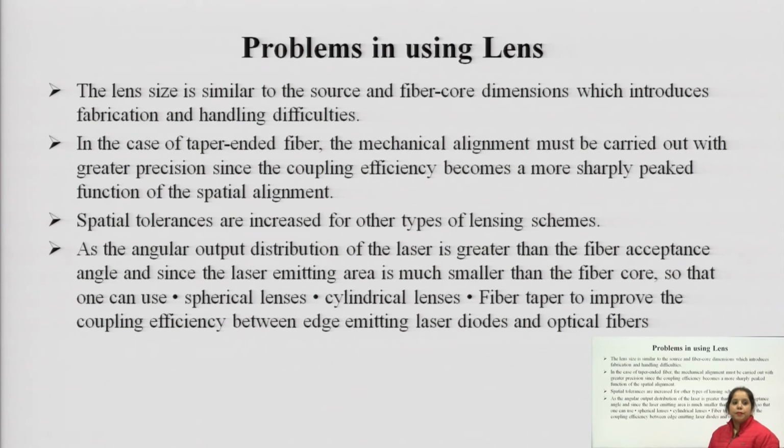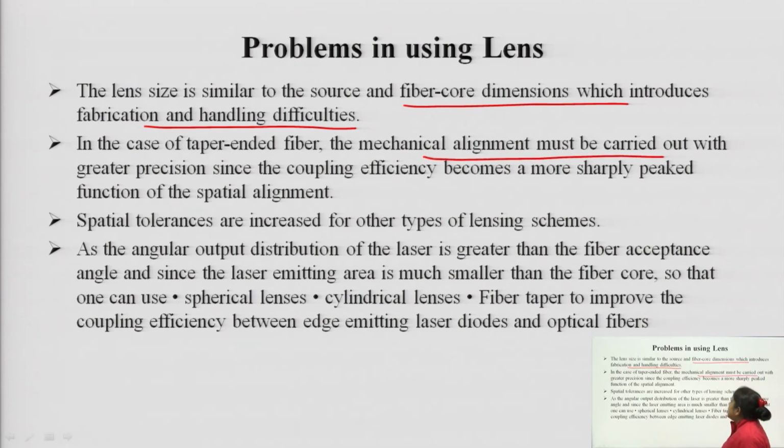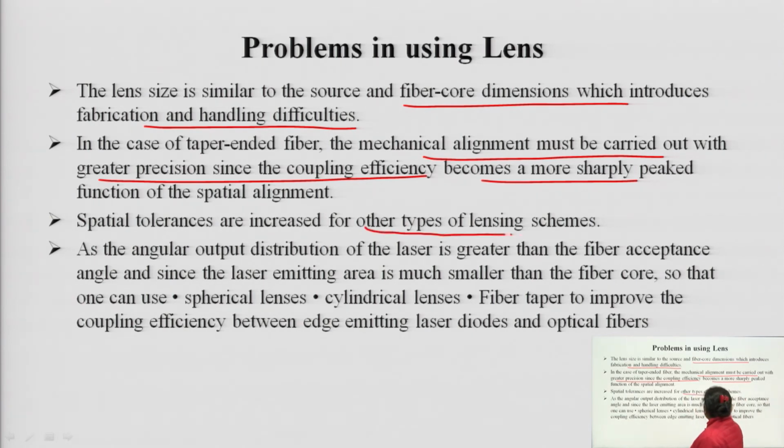There also exist some problems in lenses when the lens size is similar to the source and fiber core dimension, which introduces fabrication and handling difficulties. In the case of a taper-ended fiber, the mechanical alignment must be carried out with great precision, since the coupling efficiency becomes a more sharply peaked function of the spatial alignment. Spatial tolerances are increased for other types of lensing scheme.